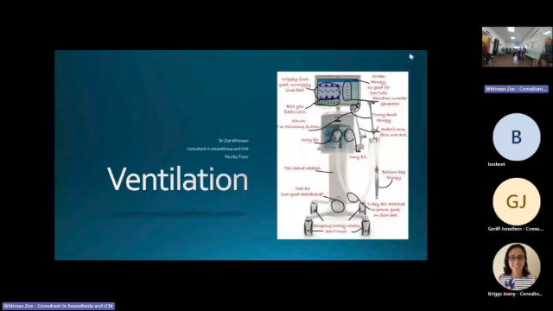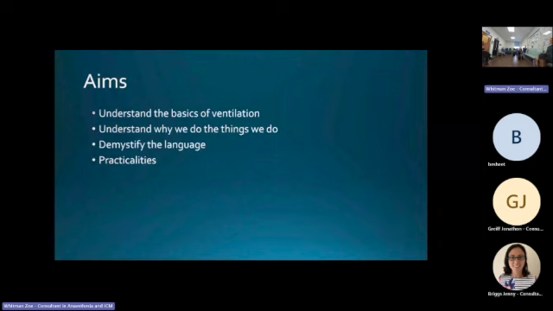So like I said, we're going to talk about invasive ventilation, just looking at some of the basics, why we do things, and try to go through some of the acronyms because they don't usually make a huge amount of sense. And we'll do a bit of practical: when the nurses ask you for help, what you're looking at basically.